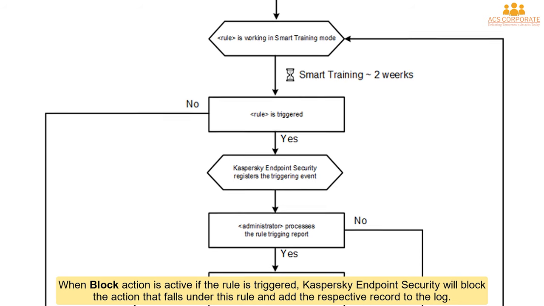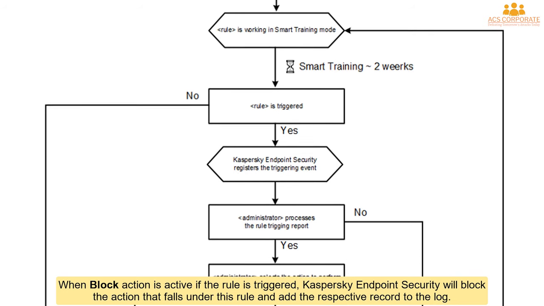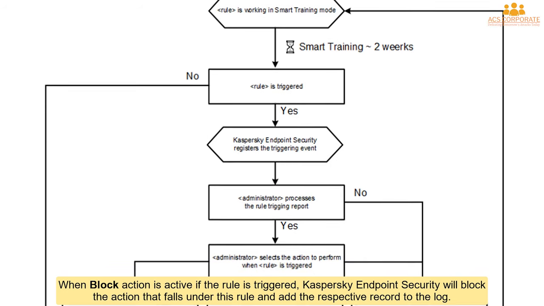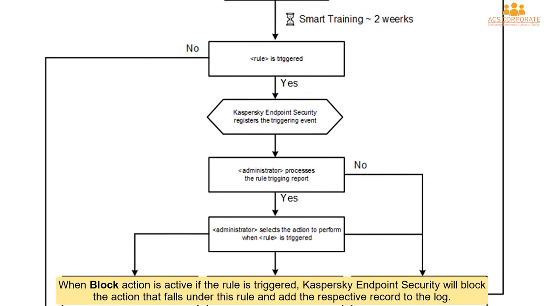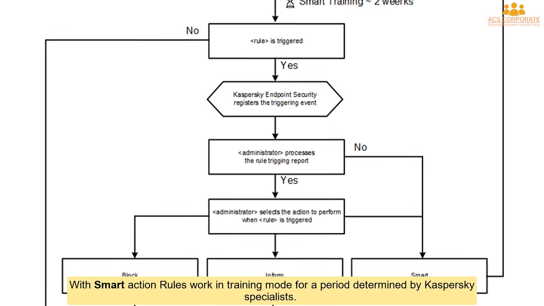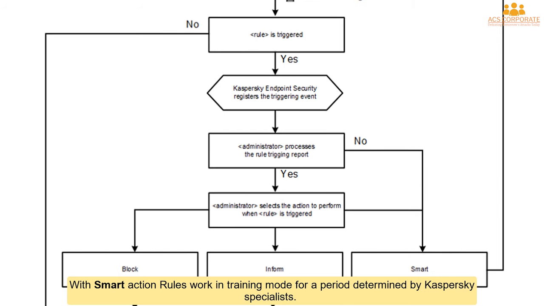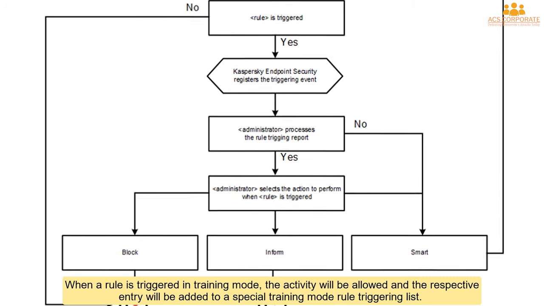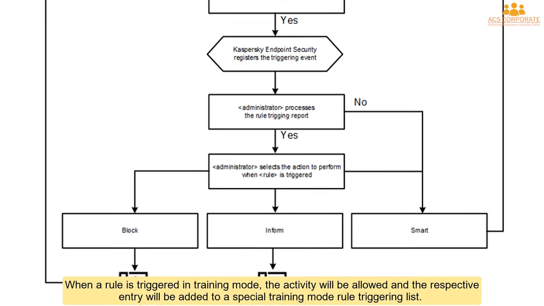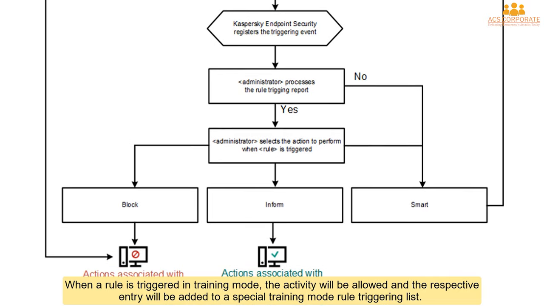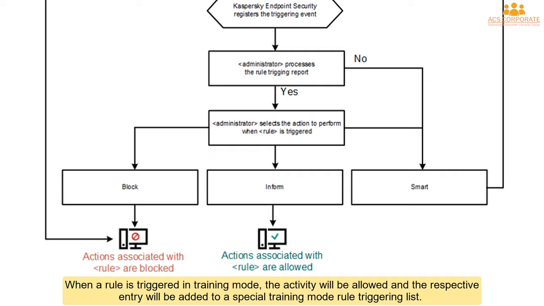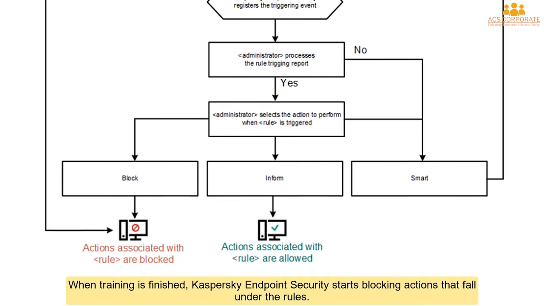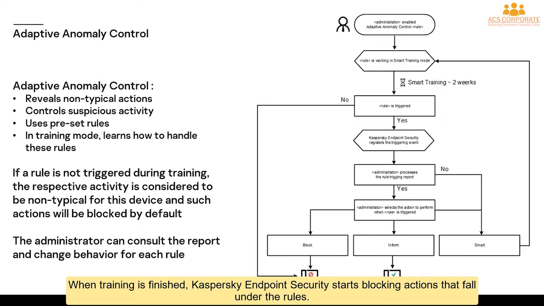When block action is active, if the rule is triggered, Kaspersky Endpoint Security will block the action that falls under this rule and add the respective record to the log. With smart action, rules work in training mode for a period determined by Kaspersky specialists. When a rule is triggered in training mode, the activity will be allowed and the respective entry will be added to a special training mode rule triggering list. When training is finished, Kaspersky Endpoint Security starts blocking actions that fall under the rules.